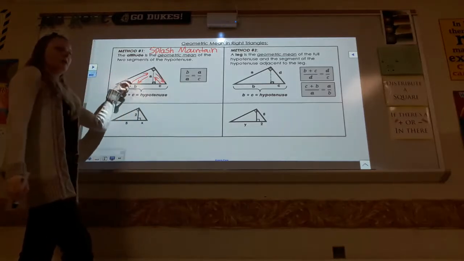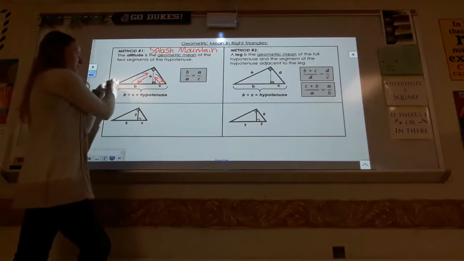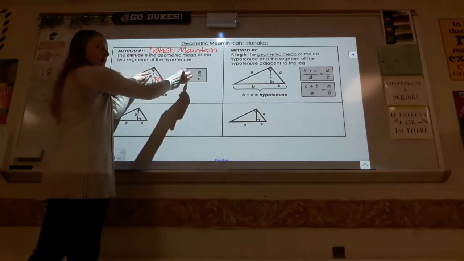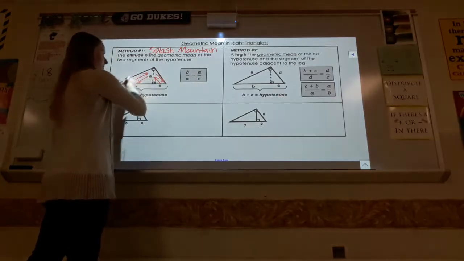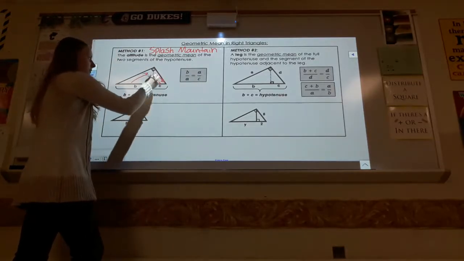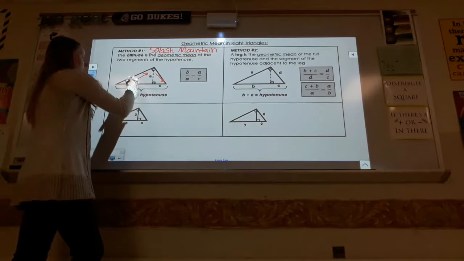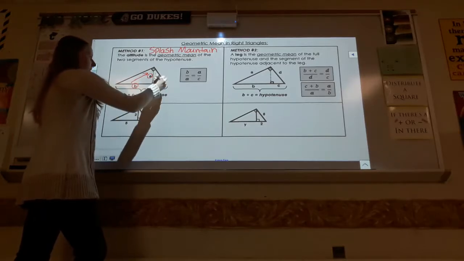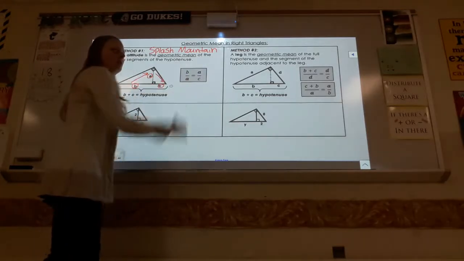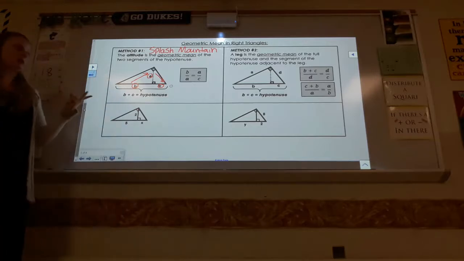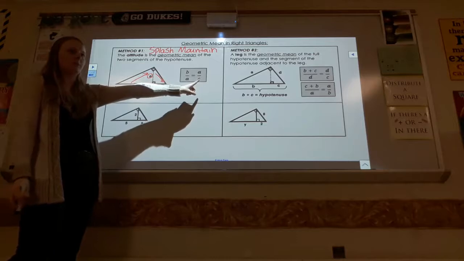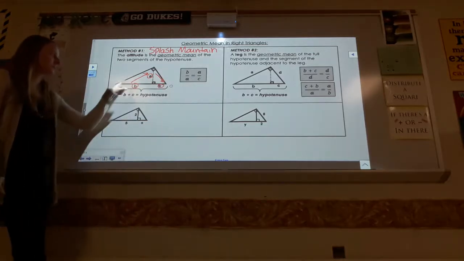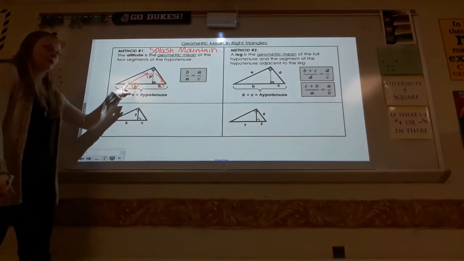So you would start with the hypotenuse, so B, this section right here. Then you would go to A, right? And then you would go from A to C. So you draw these little arrows, and that helps you understand how to write the proportion. You go from B to A, and then from A to C. So there are two ways you guys can do this. You can either memorize how to do it with the arrows, or you can just memorize the formula.